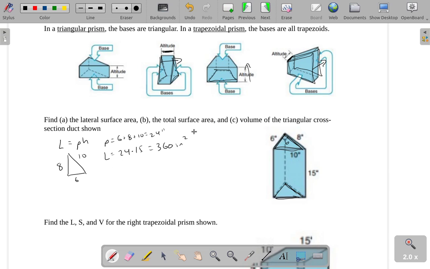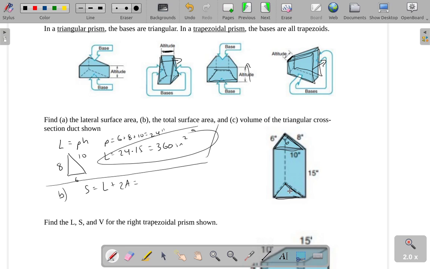That's part A. Part B, we're tasked with finding the total surface area. So this says the total surface area, which we're generally calling S, is going to be the lateral surface area plus the area of the two bases. We'll go 2a. Alright, so the total surface area is the lateral surface area plus the area of the two bases. Well, I already found my lateral surface area, that's 360.